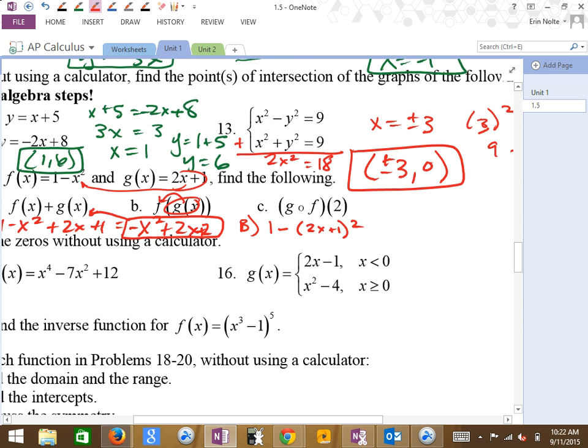Number 16, how do I do this? You can't use a calculator. You set both pieces equal to 0, and then you're going to test the intervals and see if the numbers you get work. I'm going to go 0 is equal to 2x minus 1, and we're going to solve that one.